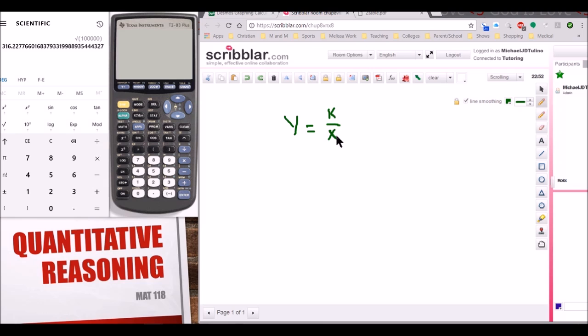So we can do it the same way we did it before. So we had the 14 inches, and that produced a 450. And we can go ahead and find the K in this fashion. So we'd be multiplying both sides by the 14. And so it would be 14 times 450. And so we have 6,300.